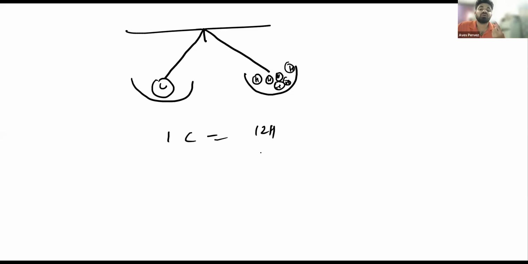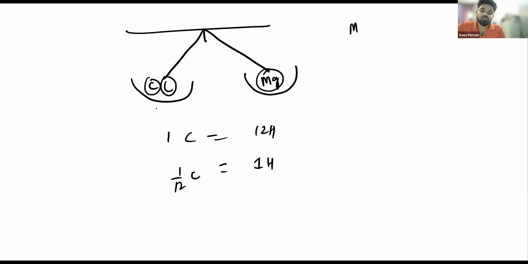If I ask you what is the mass of one hydrogen atom, you will say one hydrogen is 1/12 of a carbon atom. Similarly, if I ask you what is the mass of one magnesium atom, when we compare it with the mass of carbon atoms, we find that two carbon atoms have the mass of one magnesium atom. So half of magnesium is one carbon.